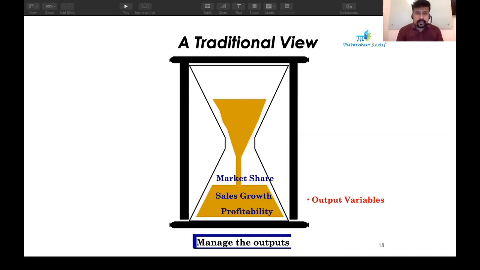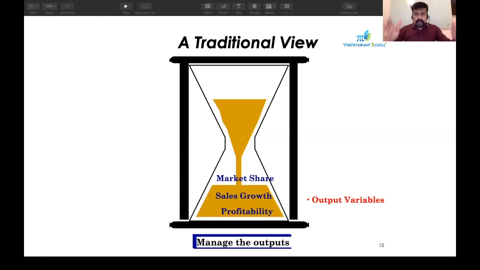Traditional view. What are we trying to focus on in quality? Market share. Why is your organization focusing on quality? The simple answer is these three reasons. Your organization wants to increase market share. What is market share?